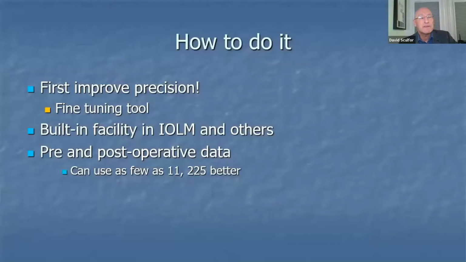So the first thing you have to do is to improve precision, because optimization is a fine-tuning tool. If you've got a patient who's come out +2 instead of 0, that's not because your A constant needs tweaking. It's a built-in facility on nearly all the optical biometry machines now. And you need a certain amount of preoperative data. You can start with about 11, but if you can get over 200, you'll get much more accurate data, and it should be an ongoing thing.